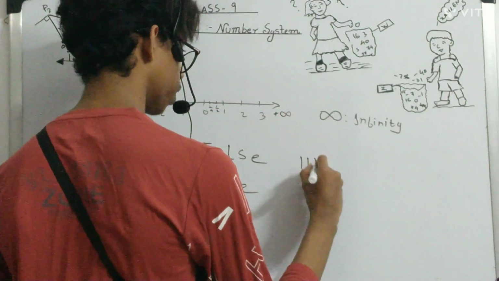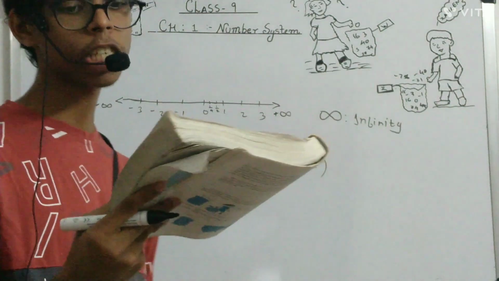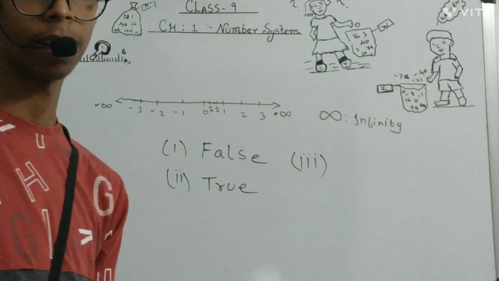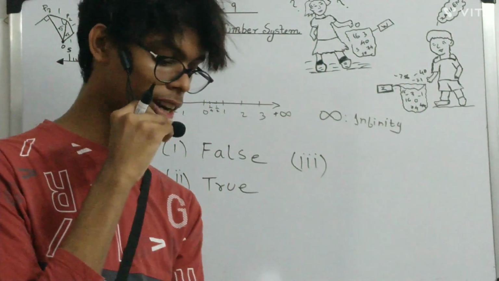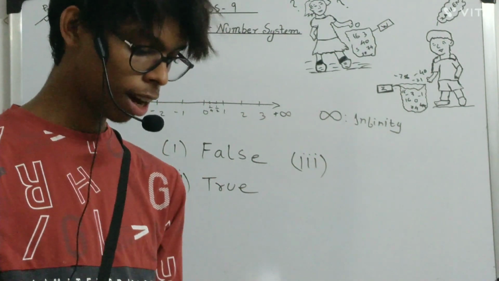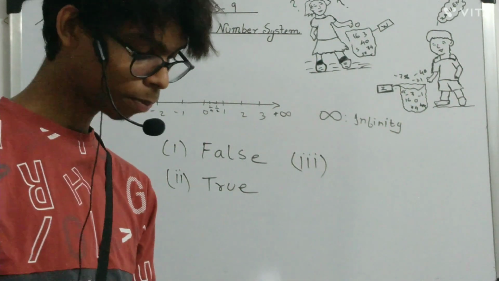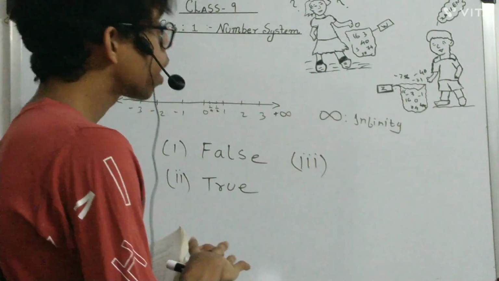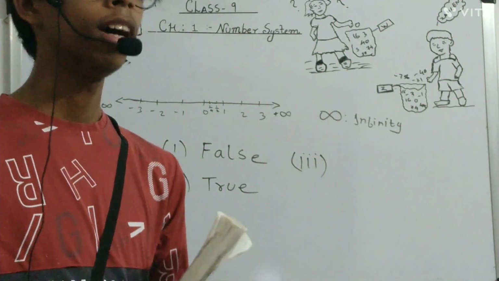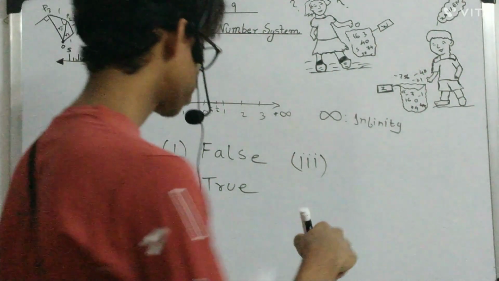Now let us move on to the third part. What does the third part say? Every rational number is an integer. Now they have asked you the reverse of question number 2. Is every rational number an integer itself? Definitely not. Every rational number cannot be an integer. Why? Because a rational number can be a natural number, a whole number, and also an integer. It cannot be only an integer.